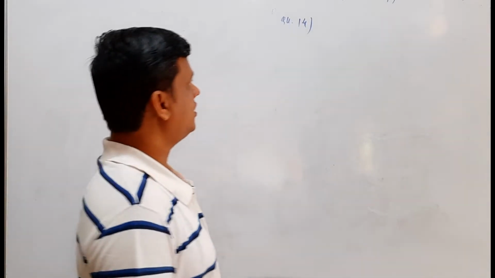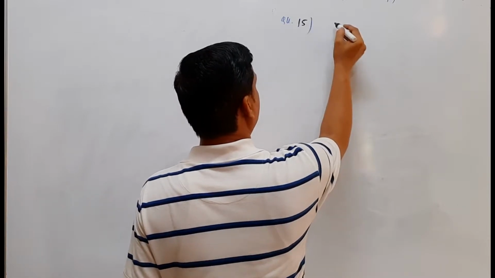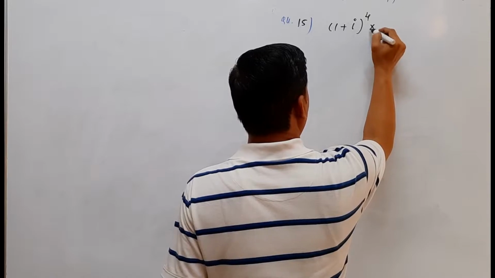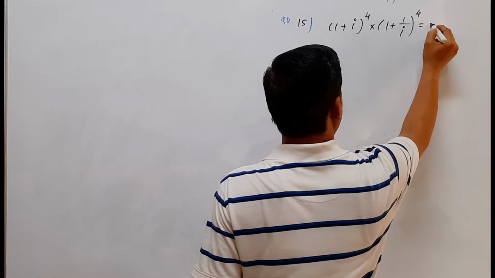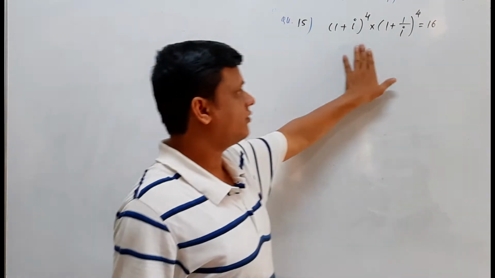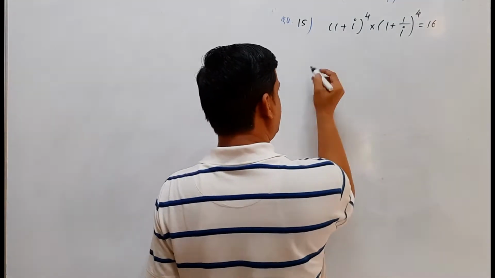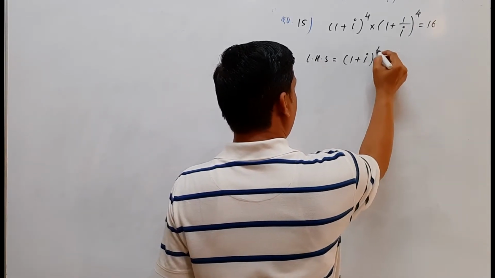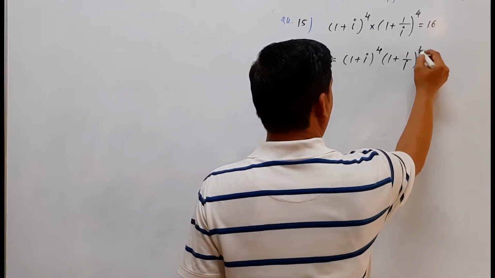Now question number 15. (1 plus i) raised to the power 4 into (1 plus 1 upon i) raised to the power 4 equals 16. So we have to show here LHS equals RHS. So here we first consider LHS. LHS is equal to (1 plus i) raised to the power 4 into (1 plus 1 upon i) raised to the power 4.